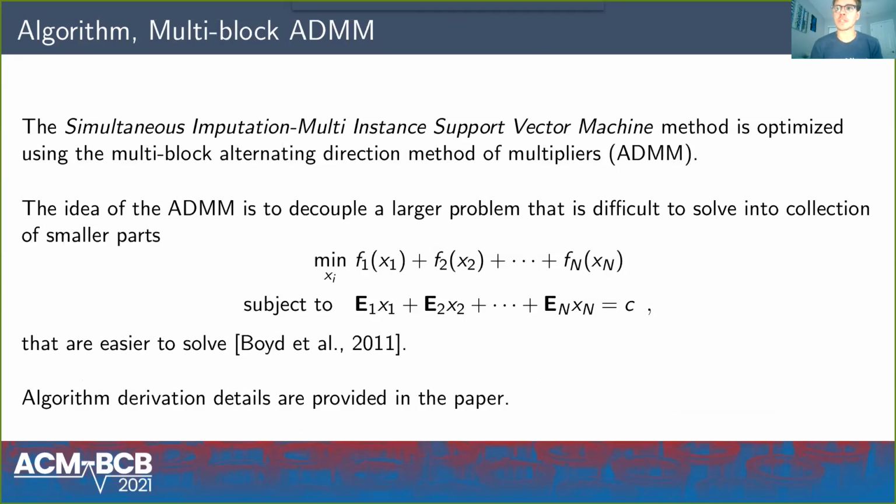In order to solve this problem, since it is coupled across multiple predictors, we utilize the alternating direction method of multipliers to decouple this larger problem into a collection of smaller parts that are easier to solve. We provide the algorithm derivation details in our paper.